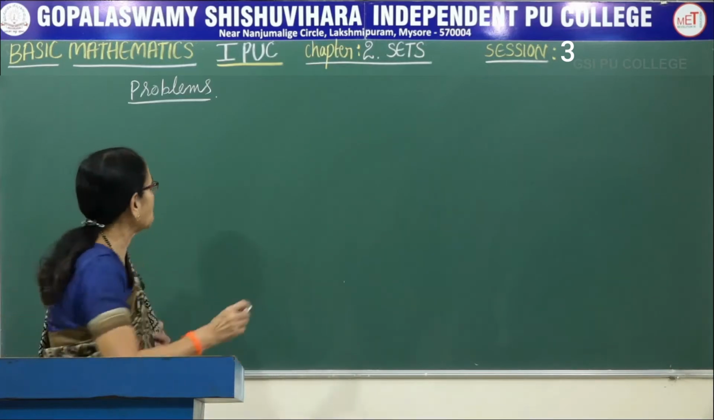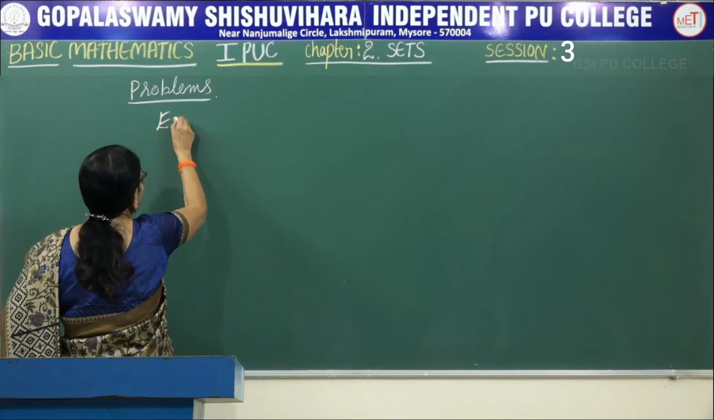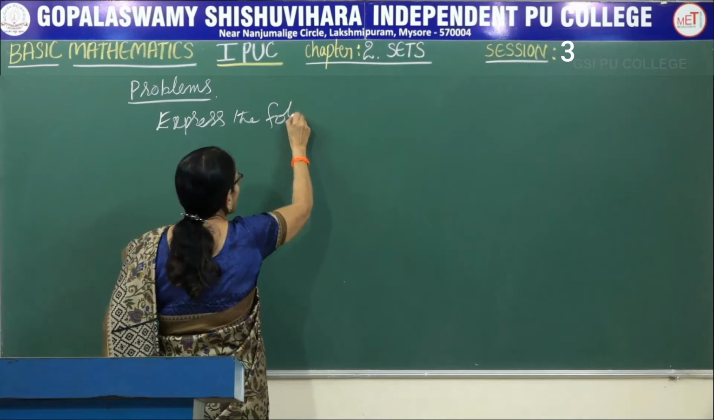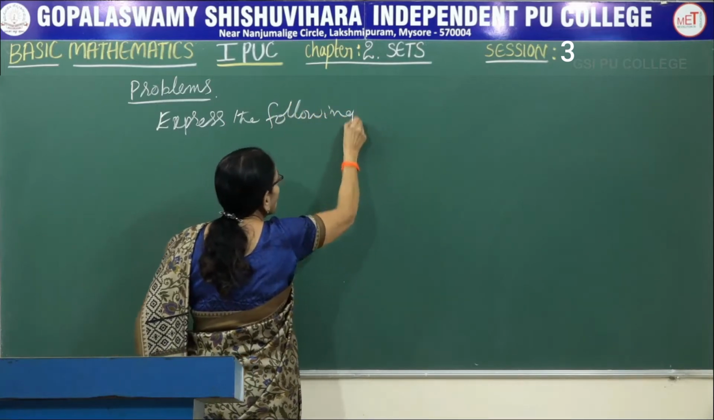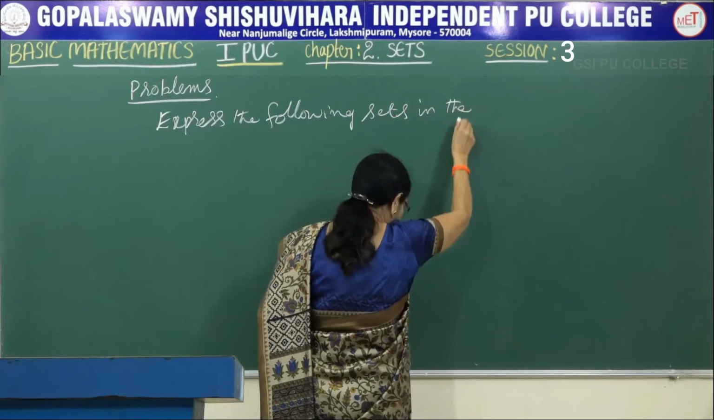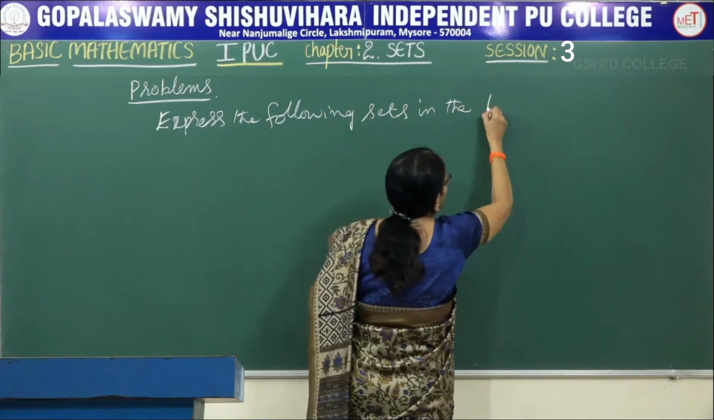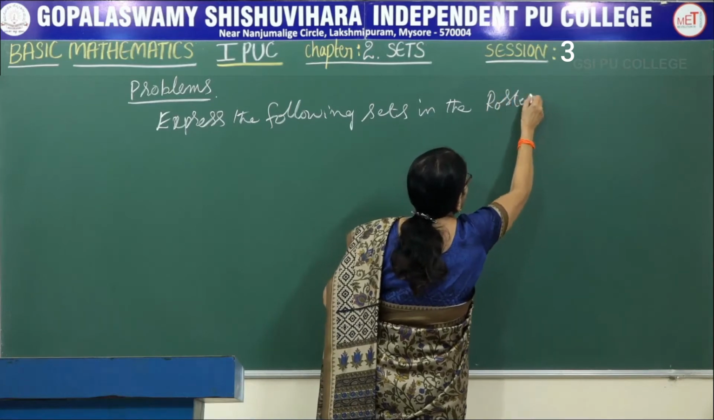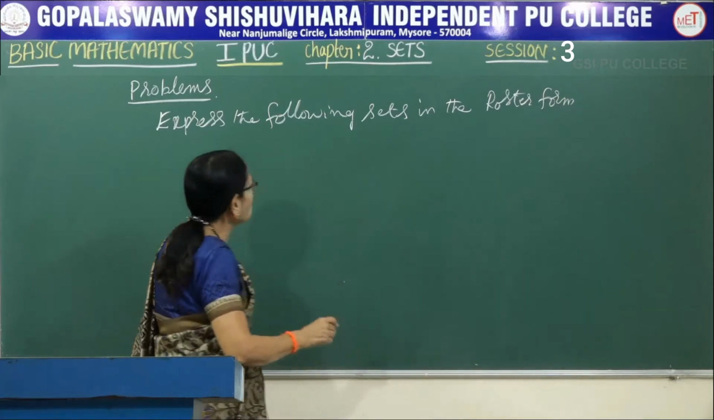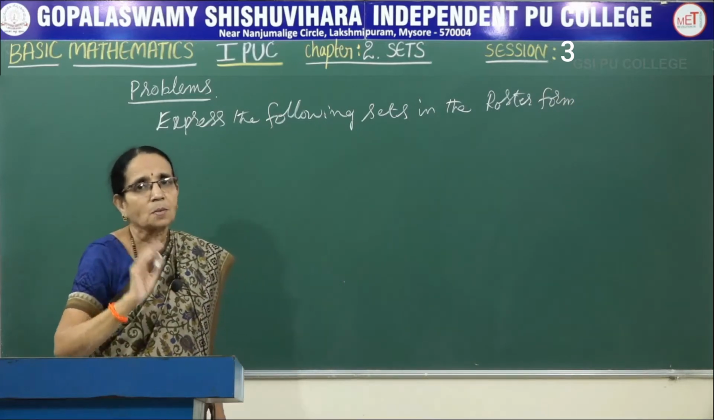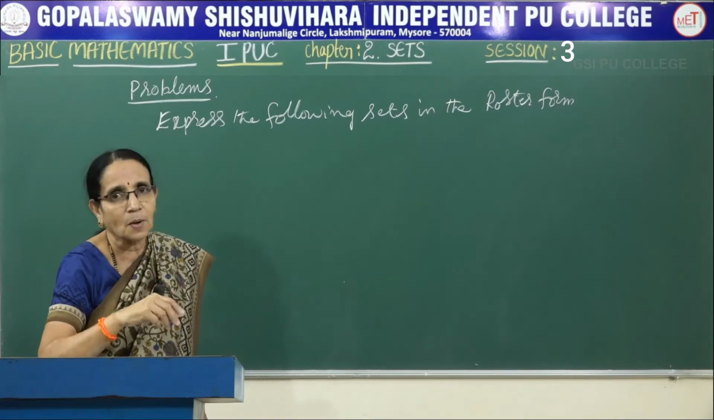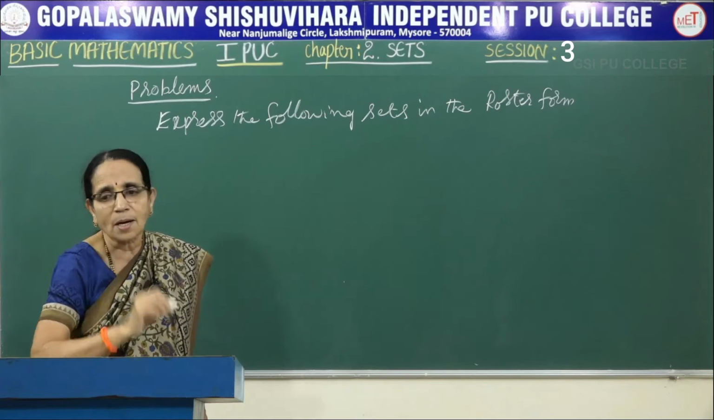So here, express the following sets in the roster form. Or you know that it is also called the tabular form. So that means it would be given in the set builder form. That means the rule that is specified for a particular set will be given. Using that rule, you have to write the actual elements.